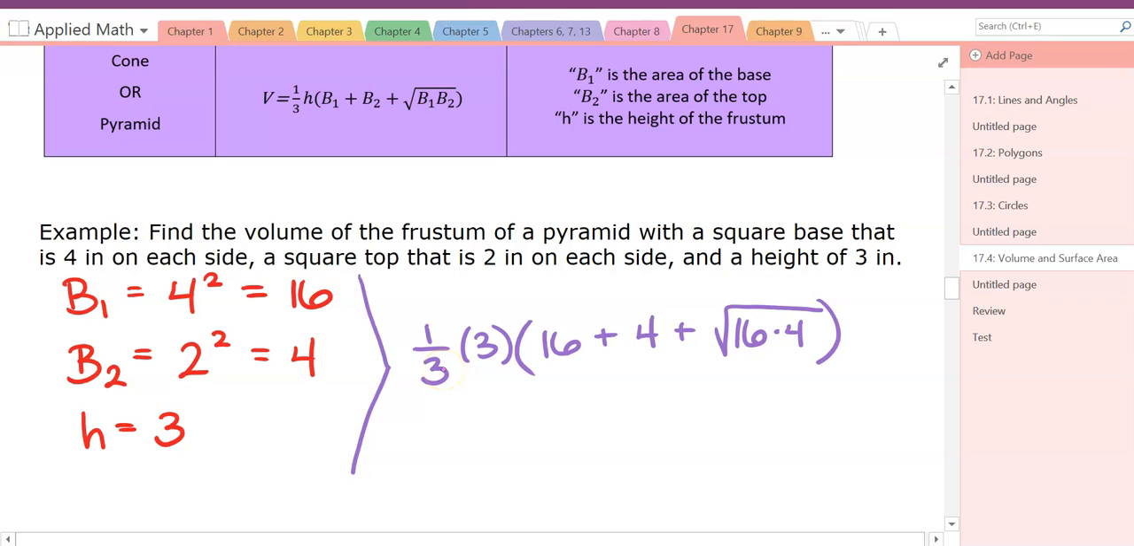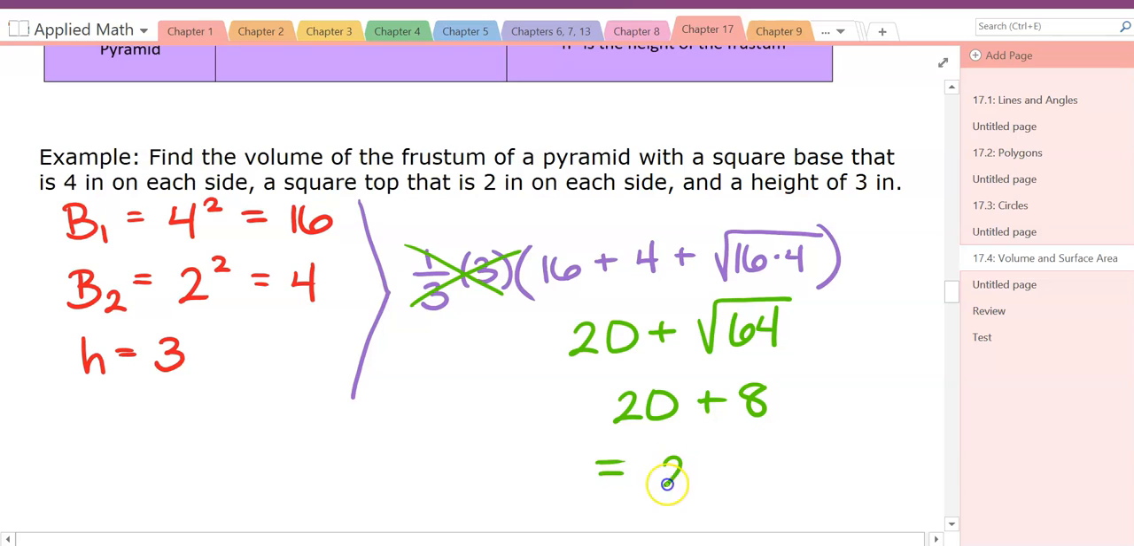All right, what is 1/3 times 3? 1. So I'm going to cross those off, because that's just a 1. What's 16 plus 4? All right, so I've got 20 plus, what's 16 times 4? 64. Now that's underneath the square root sign, so what's the square root of 64? 8. So I'm going to take 20 plus 8, and I end with 28, and this would be in inches cubed.